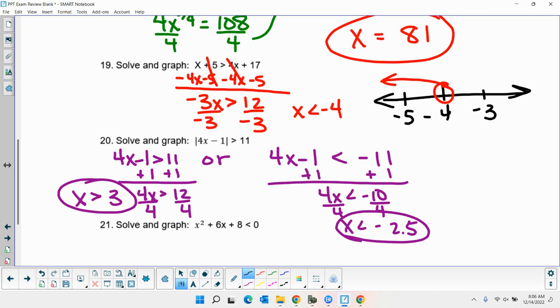So then we graph those two. So 3 is over here. Negative 2.5 will be over here. It says less than negative 2.5. No equals, so it's a circle again. And it says greater than 3, so no equals, circle. And that was it, right?